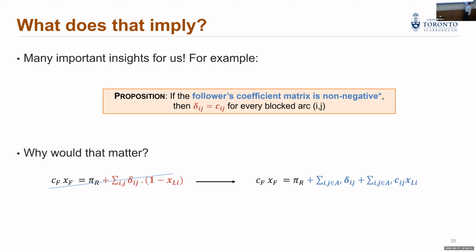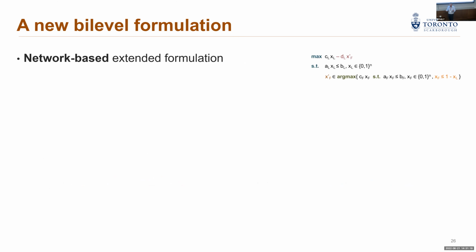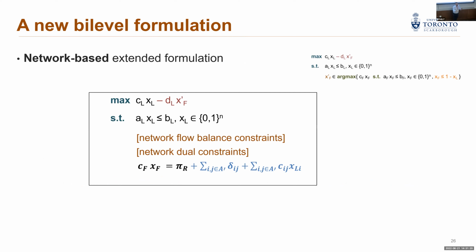Now, what is nice about this that you don't have here? What is the great thing about here, where here it makes us very sad? Exactly. No multiplication between the dual and the leader's problem variables. Here we have a system that is totally linear. This means that we can simply put the system all together to get a new type of network-based extended formulation that I have not seen before, but this is how the formulation looks.